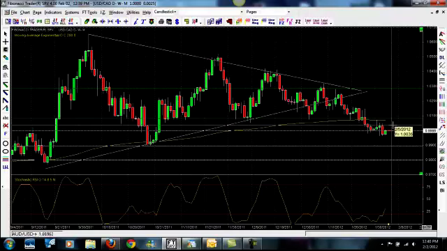That's going to be a short-term trade. We're going to get in and out of that trade, we should do pretty good. You can see the RSI stochastic is showing that we're slightly oversold.